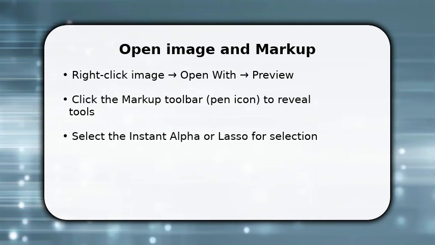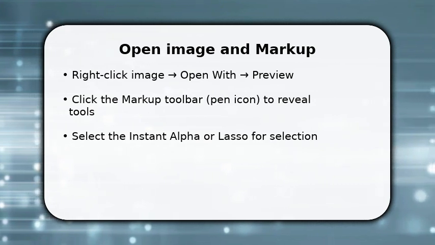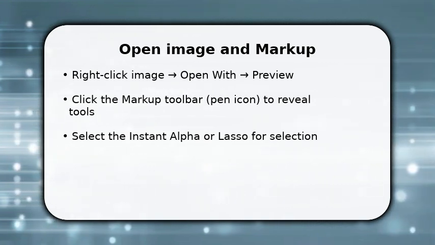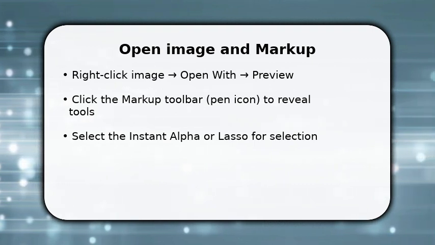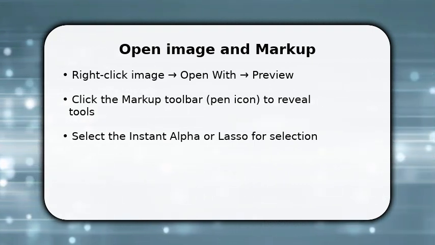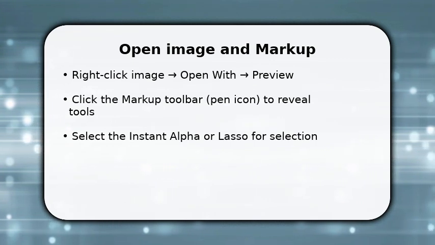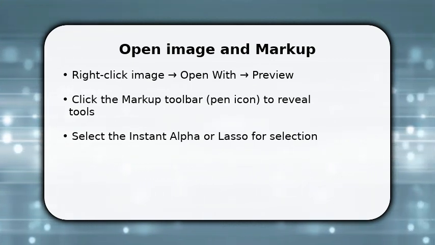If the background has varied tones, switch to the lasso or Smart Lasso to draw a precise outline around your subject. Once the initial selection looks close, do not finalize yet. Refine edges and add or subtract regions.